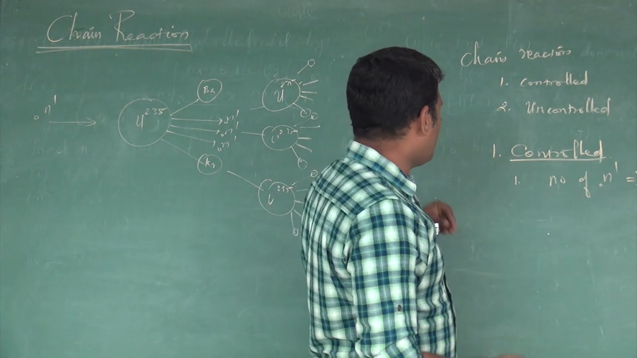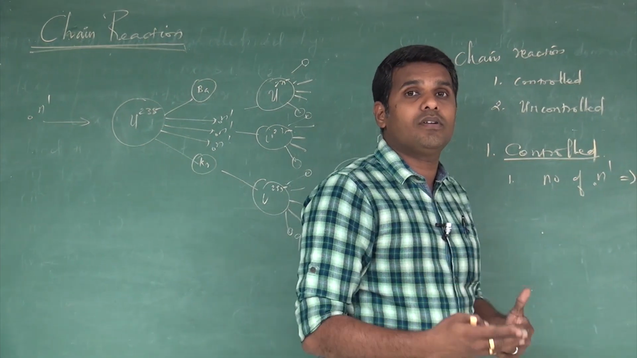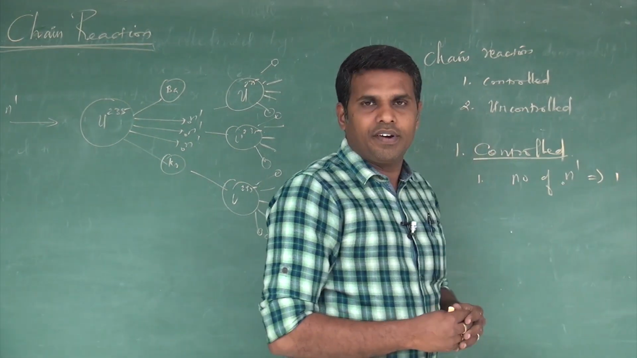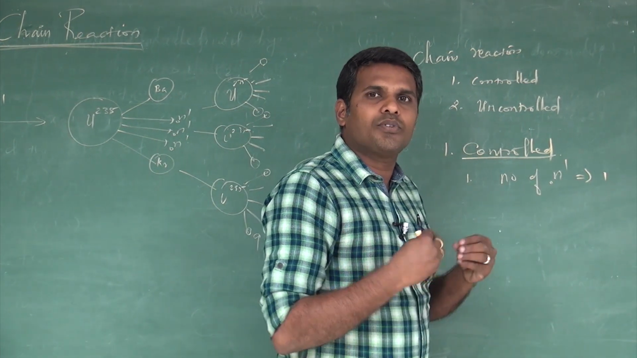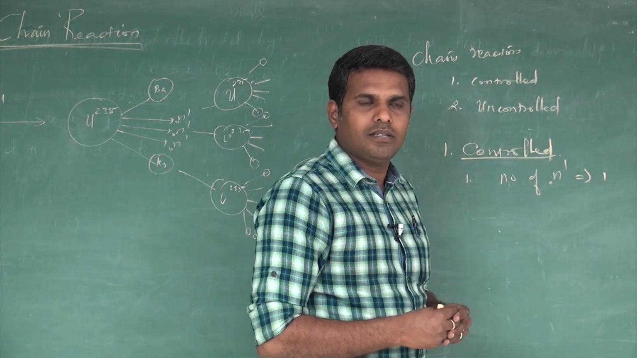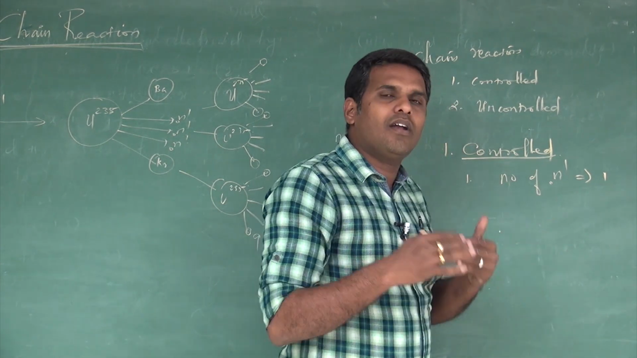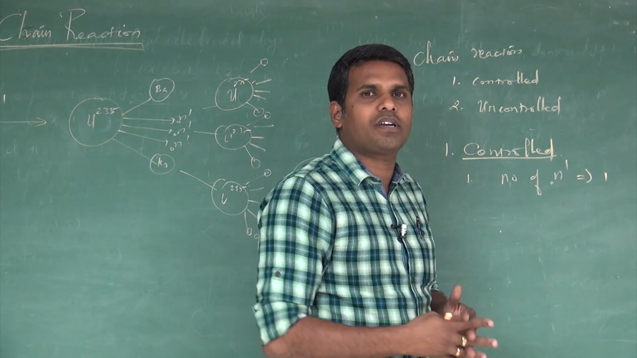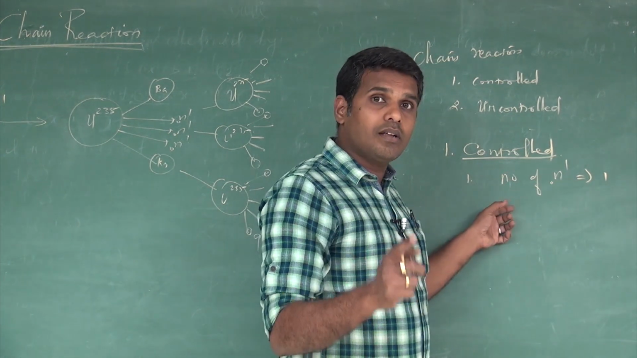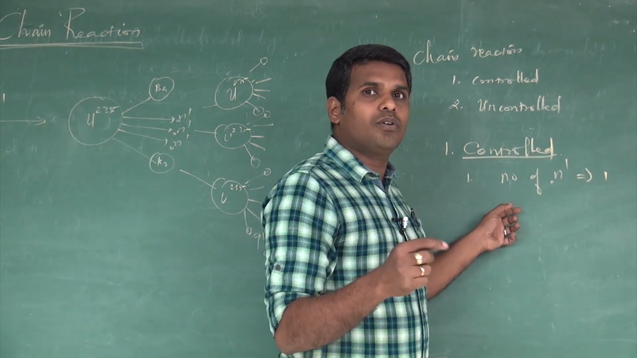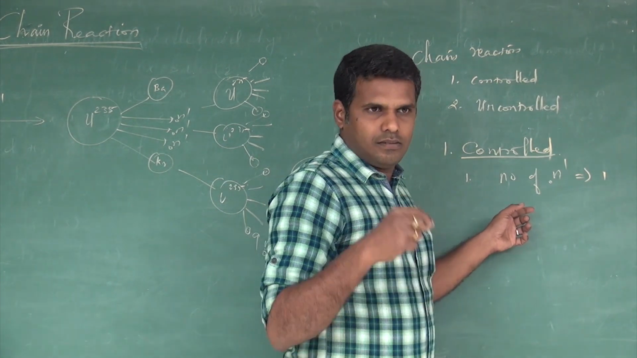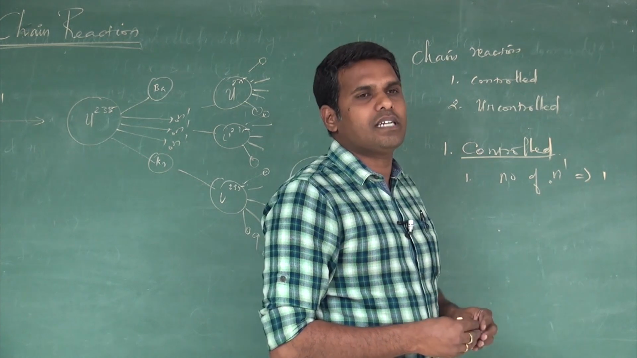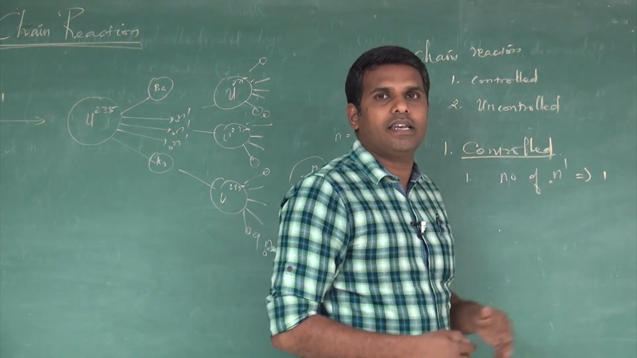So what about the other neutrons which are produced during the fission reaction? Those neutrons are absorbed by suitable absorbers of neutrons so that they will not be allowed to proceed with further fission reactions. Only one neutron is left, which is allowed to carry out further fission chain reaction. This kind of fission chain reaction is called controlled fission chain reaction.